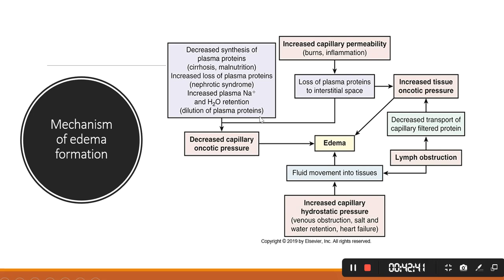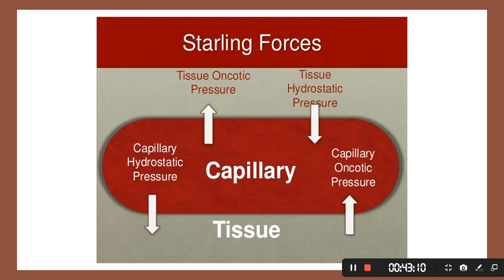The other thing which can happen is an increased capillary permeability, like in burns or in inflammatory conditions. Because of that the plasma proteins start getting out of the capillaries. Because of the loss of the proteins, the capillary oncotic pressure decreases, leading to a condition known as edema. Not only does the loss of plasma protein cause a decrease in the capillary oncotic pressure, it also increases the tissue oncotic pressure. You can see over here it is trying to take the fluid outside, so it is helping in increasing the edematous condition.